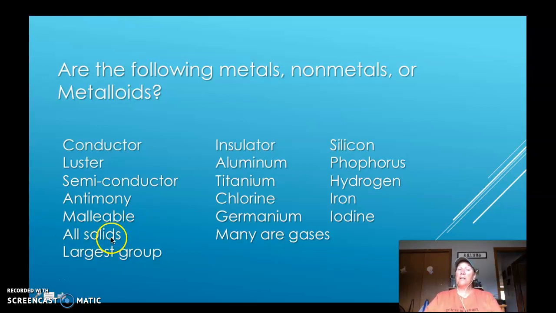All are solids, believe it or not, that's not metals, because remember, we've got mercury. Mercury is a liquid. So the only group that's all solids is the metalloids. The largest group, by far, is the metals.